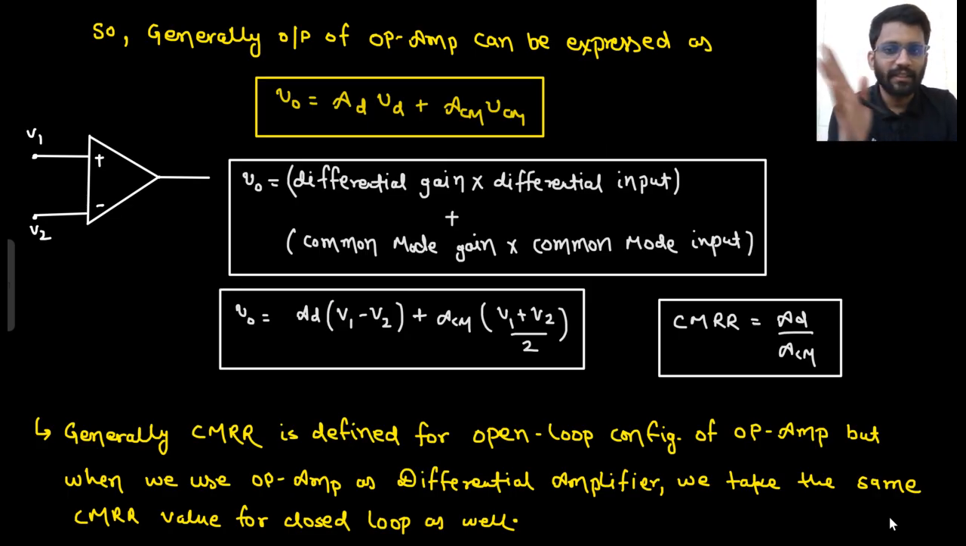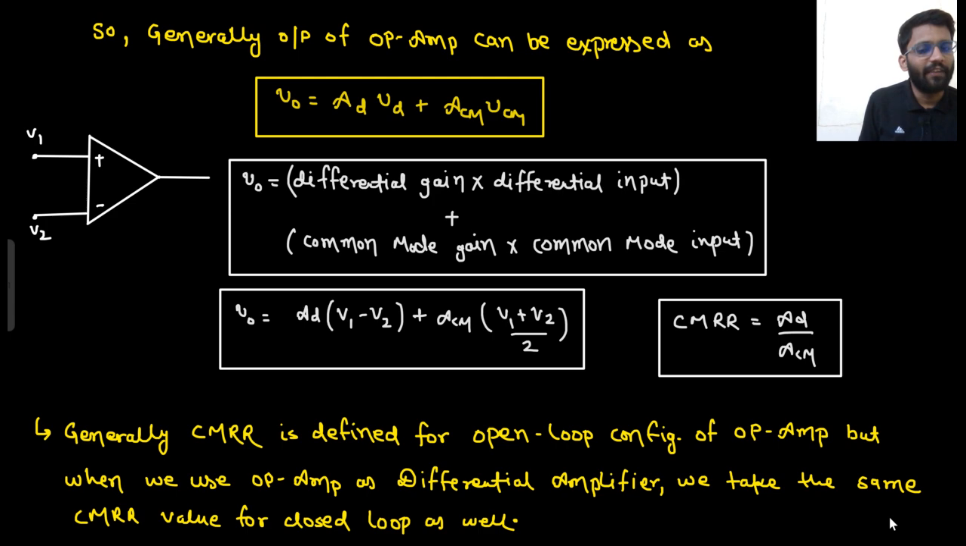So this is the scene that OpAmp output can be defined as differential gain into differential input plus common mode gain into common mode input. Right? Common mode input will be (V1 + V2)/2 and differential input will be V1 minus V2. The CMRR will be AD by ACM.